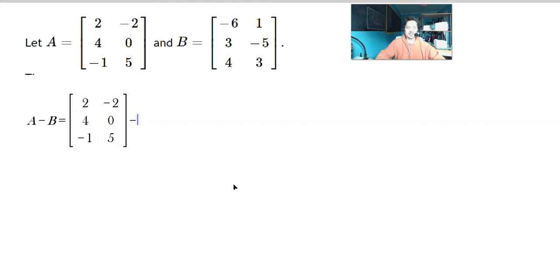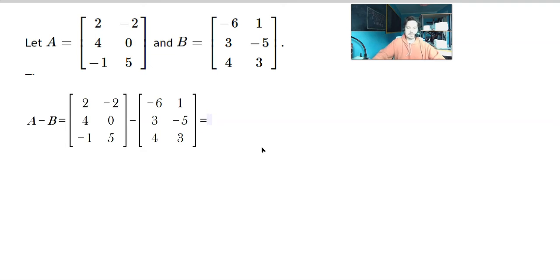I'm going to subtract from it B. And B will be another 3 by 2. So I need to add a row here. One second, let me punch down a line. Okay, and then put the entries in there. So negative 6, 1. And the next one is 3 and negative 5. Next one is 4 and 3. And I worked with this.